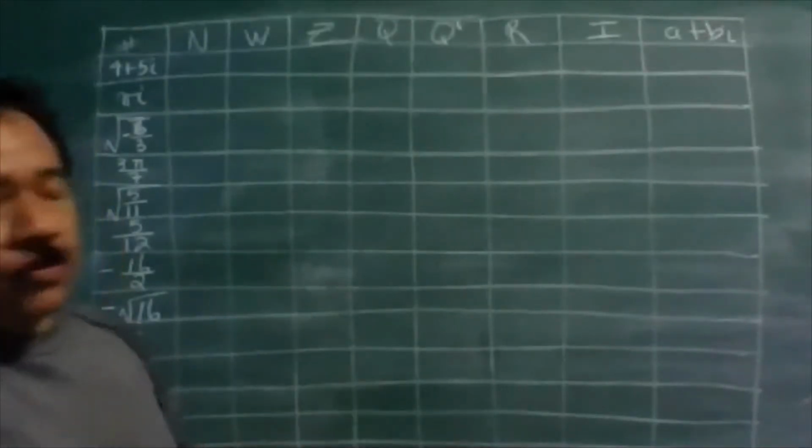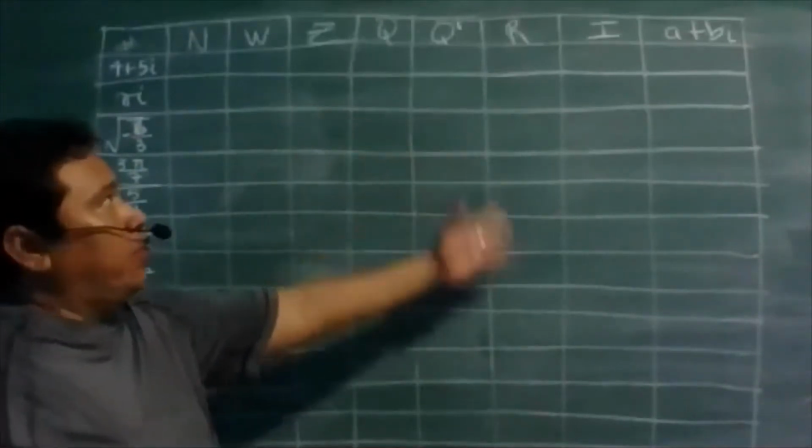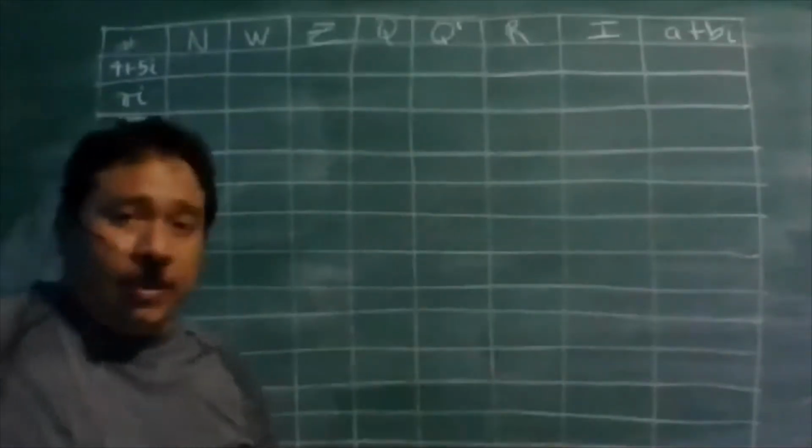Today we're looking at classification of numbers, and we have here our table of classification. So we're being given a set of numbers, and we must state if they're natural, whole, integer, rational, irrational, real, imaginary, or complex. And we're going to go one by one. Okay? So let's look at the first example.